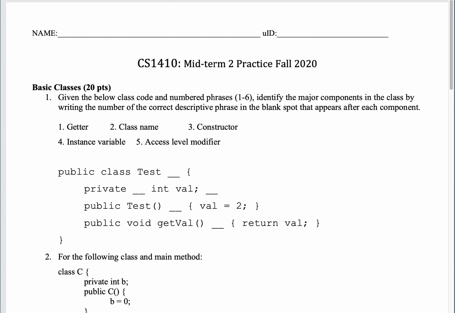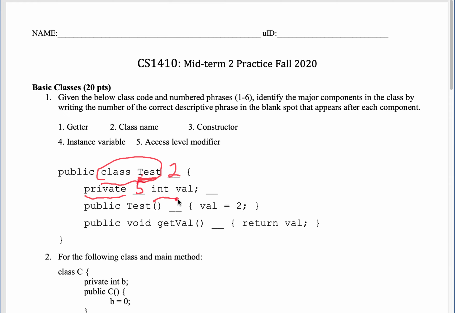So I'm going to go down the list. Here we have class test. Test is the class name. What is this thing here? Again, we've talked about private and public. Private is only accessible from code inside the class. Public is accessible to code anywhere. You might have to import that class. It might have to be in the same package, but you can still access it somehow. So this is an access level modifier.